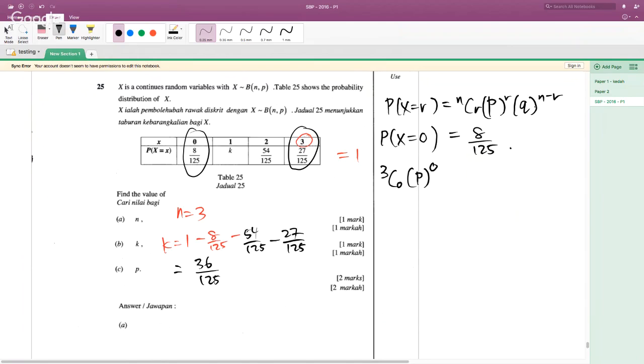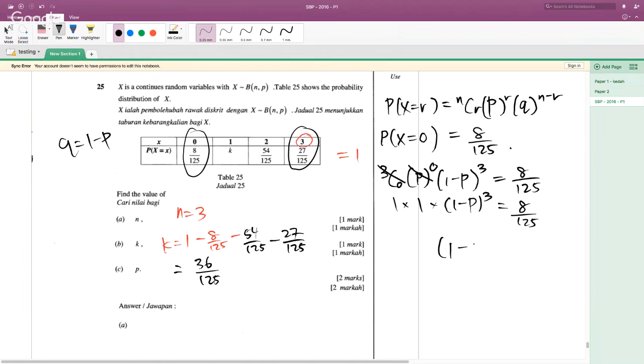And q, you have to know q is always equal to 1 minus p, right? So I will say (1 minus p) to the power of 3 equals 8 over 125. Then 3C0 is 1, p to the power of 0 is 1. So 1 multiplied by (1 minus p) to the power of 3 equals 8 over 125.